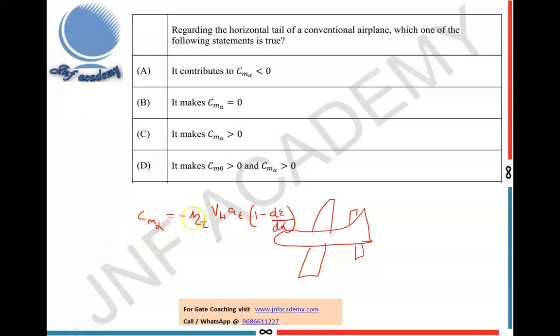This is the contribution the tail is providing for dCm by d alpha, and it is very clear that eta t is the tail efficiency, VH is the tail volume ratio, AT is the tail lift curve slope, and epsilon is the downwash due to the flow over the main wing. So for any conventional airplane, from this equation, because this is the tail contributing equation, it is very clear that Cm alpha is negative, which gives the stability effect. It has to be negative so that it can give the stability effect. So option A is the right answer. It contributes to Cm alpha less than 0, so that it can be negative. That's the reason. Option A is the right answer.